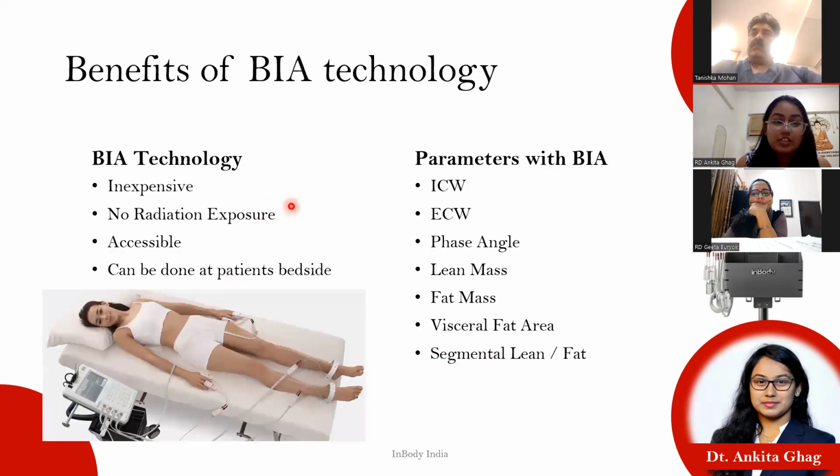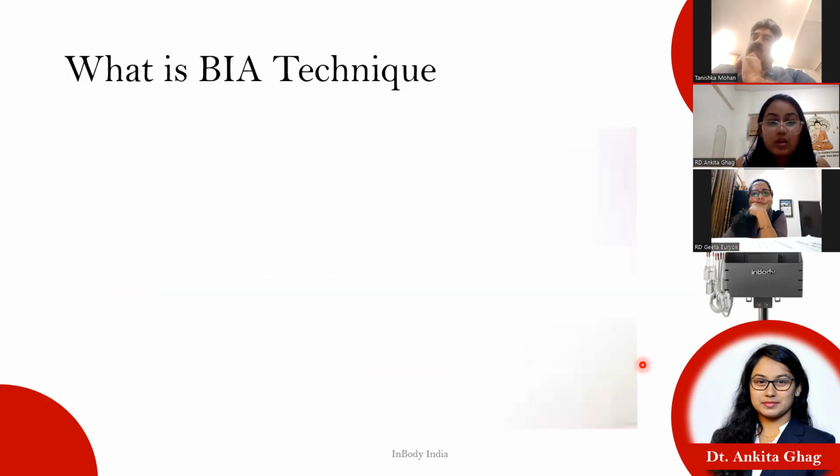It's firstly inexpensive. There is no exposure to radiation and it can be done with the patients at the bedside like this. And there are various parameters which we get on how we interpret it and how we see that patient that will make a major difference. So let's understand BIA technology in a nutshell.